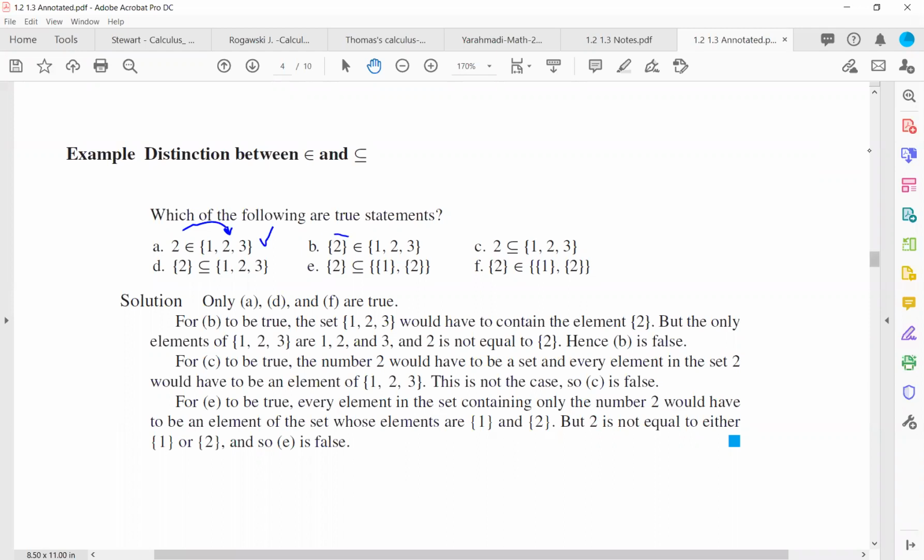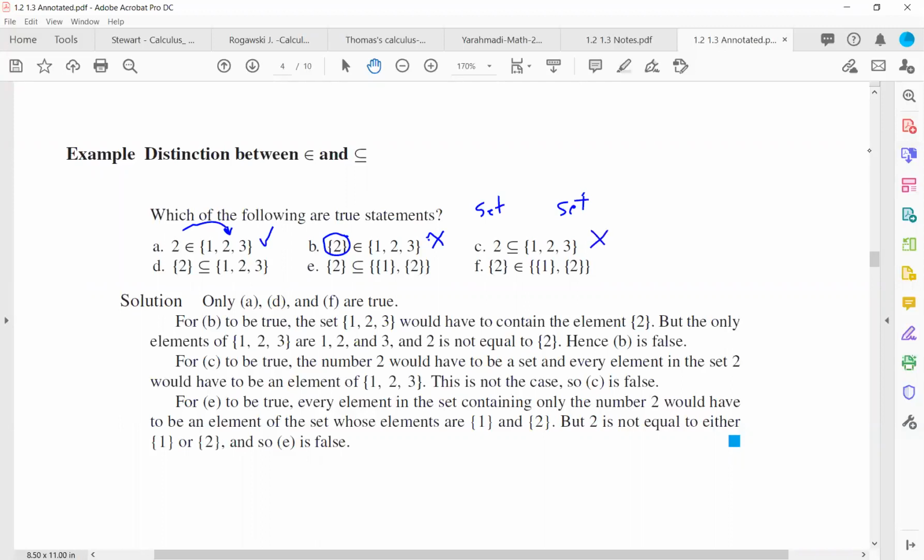So the object on the left-hand side is a set. All objects inside the set on the right-hand side are elements: 1, 2, 3, just some numbers. None of these are sets. So this is false. C says 2 is a subset. Remember that when you're talking about subset, you must have a set on the left-hand side, another set on the right-hand side. On the left-hand side, you only have a digit, 2, which is not a set, so it is false.